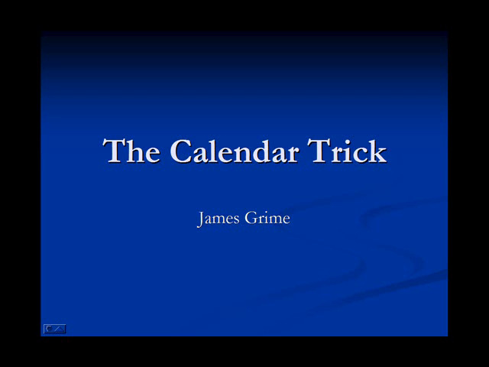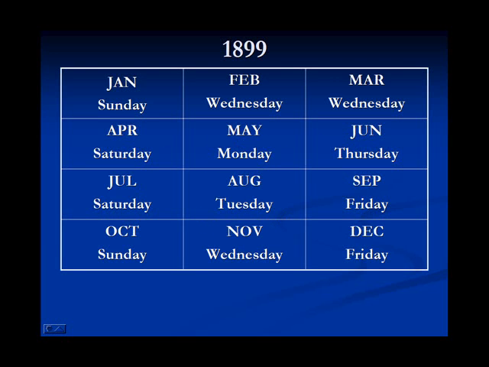What it doesn't involve is memorizing 100 years of calendars. In fact, there are only 12 things to memorize. These are the days of the week the months began with in 1899. Now why 1899? Well, to work out any date in the 20th century, we're going to memorize this table and add on from there. So January started with a Sunday, February started with a Wednesday, and so on.